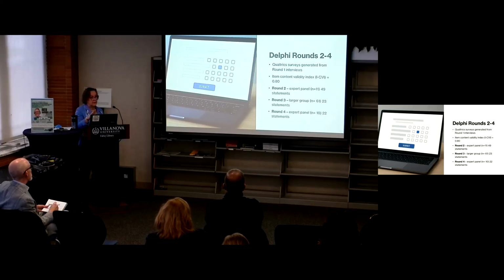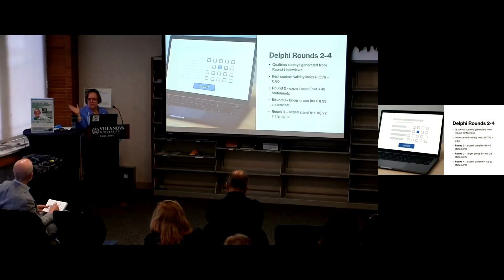From that, each survey has people rate each statement from strongly agree to strongly disagree, on a 7-point Likert scale. What we accepted was agree and strongly agree. And there's very simple math in this. I think this is why I love this method.